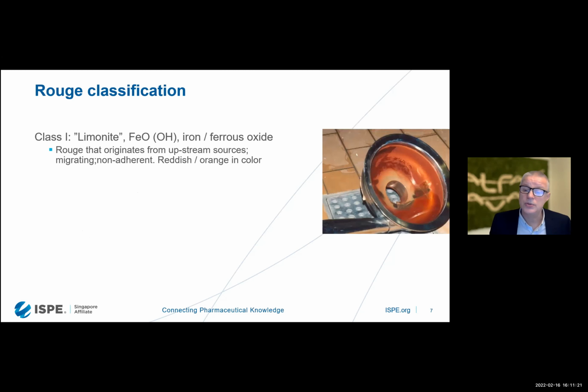Rouge comes typically in 3 different classes. Class 1, which you can see in the picture here, has a reddish or orange color. That's the class that is the most common in water systems. It's sometimes called limonite, or it is a ferric oxide or ferric hydroxide. This rouge originates from upstream sources and then migrates downstream in your system.